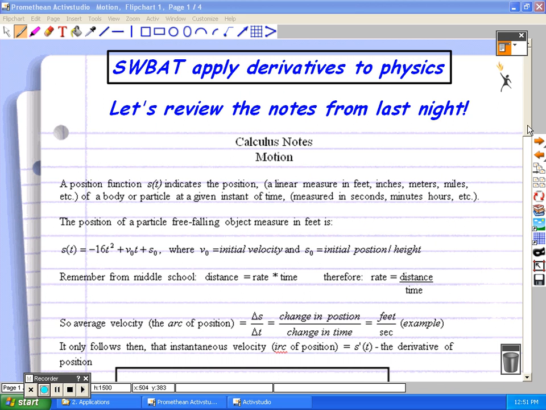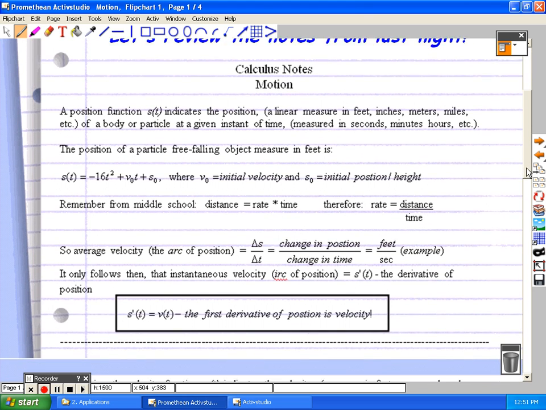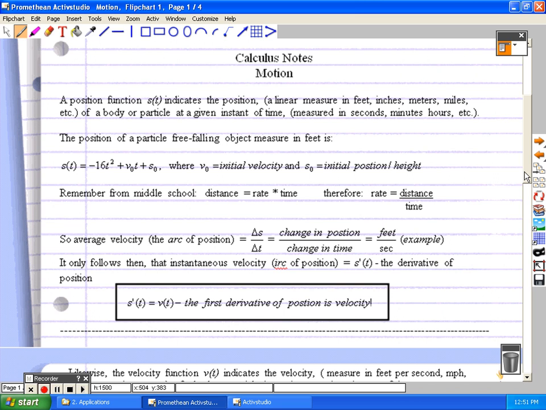So we're talking about three measures. We're talking about the position of a particle or a car or something. We're talking about the velocity, and we're talking about the acceleration. Now, the position of a particle, which is usually and most often denoted in most books as S of t, indicates where a particle is, and that could be measured in feet, inches, or whatever, a linear measure.